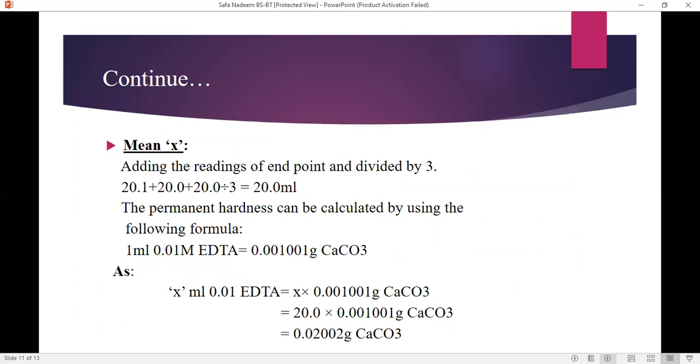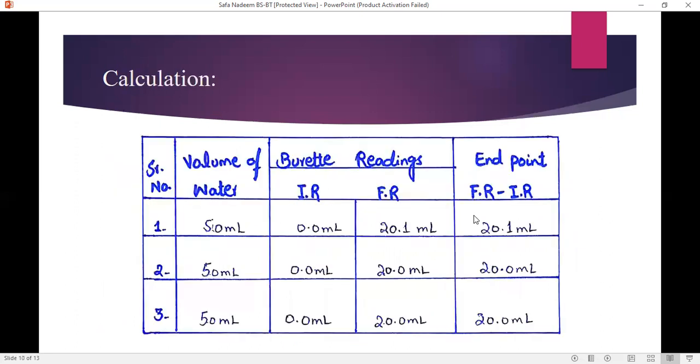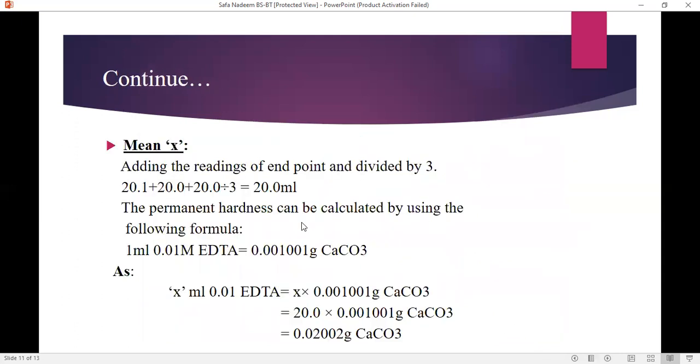Adding the endpoint readings and dividing by 3. Adding these 3 readings and then dividing by 3, we get the average, and we get 20.0 ml. The permanent hardness can be calculated by using the following formula. 1 ml of 0.01 molar EDTA is equal to 0.001001 gram of calcium carbonate.